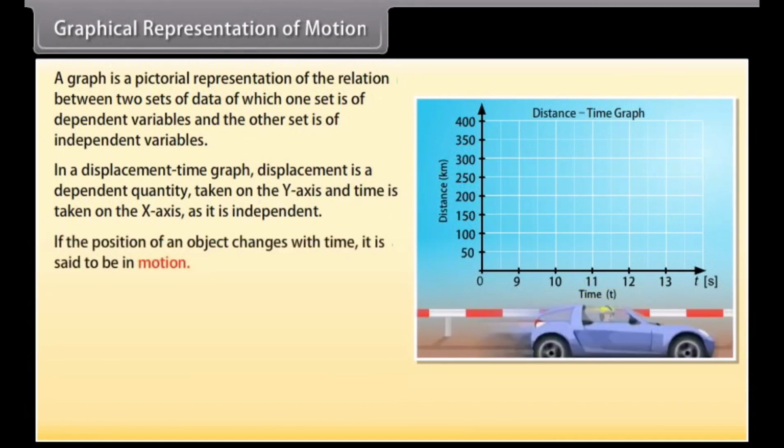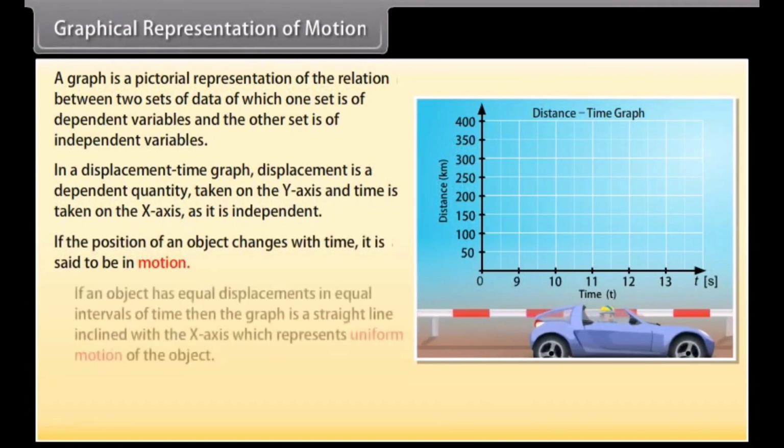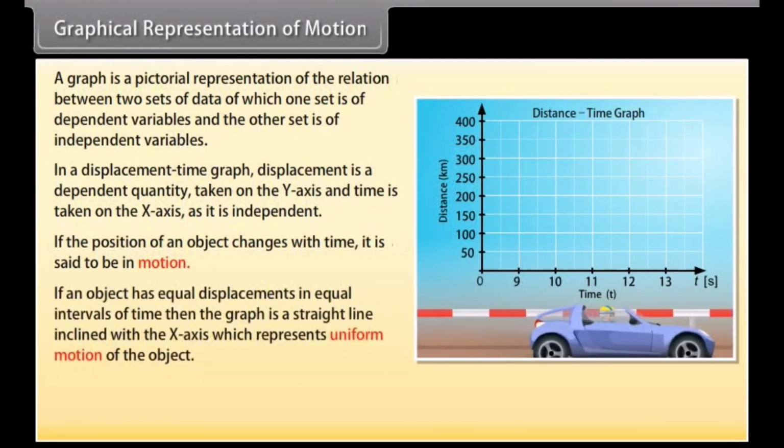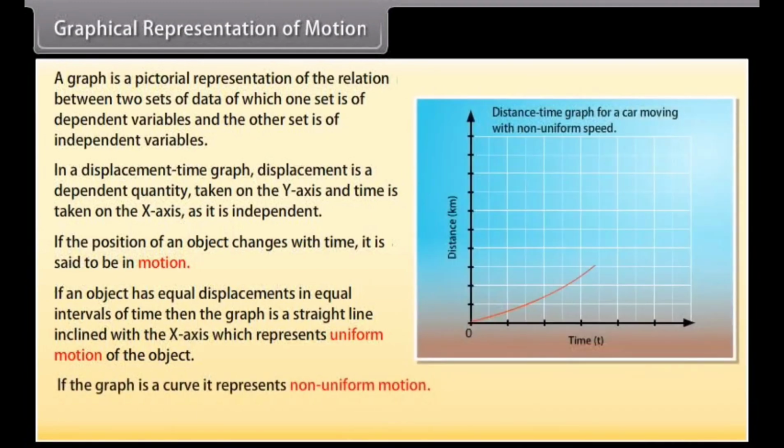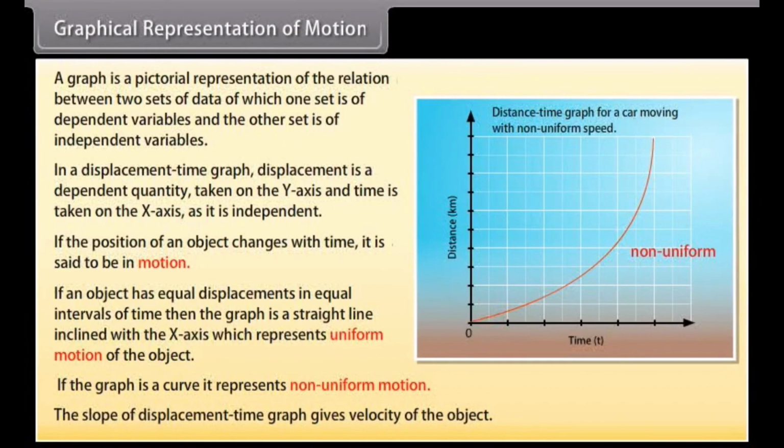If the position of an object changes with time, it is said to be in motion. If an object has equal displacements in equal intervals of time, then the graph is a straight line inclined with the x-axis, which represents uniform motion of the object. If the graph is a curve, it represents non-uniform motion. The slope of a displacement time graph gives velocity of the object. We will go through this in detail after a short interactivity.